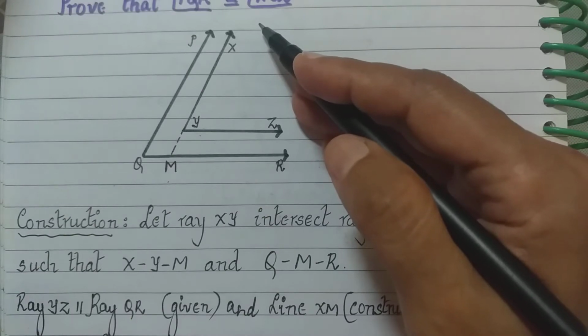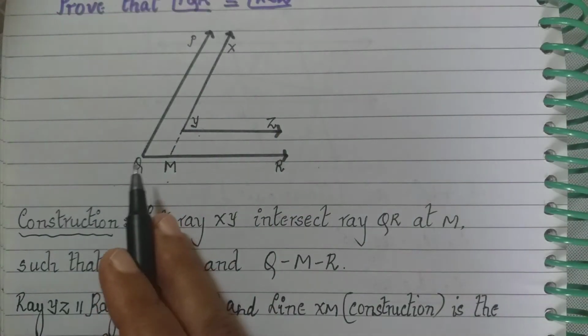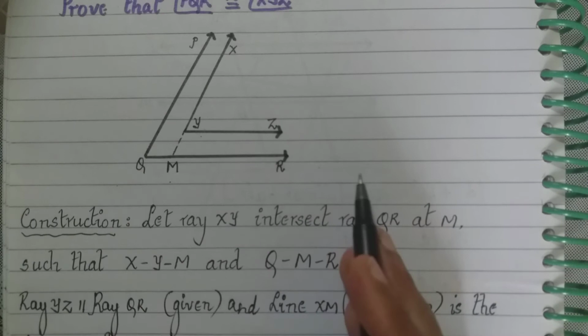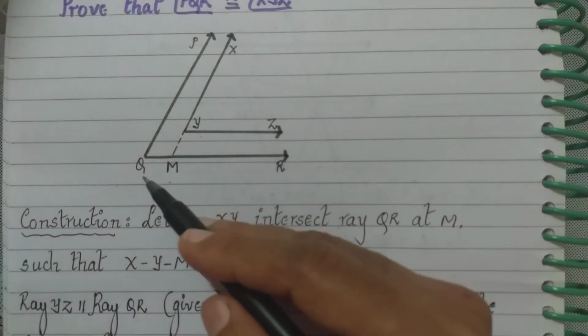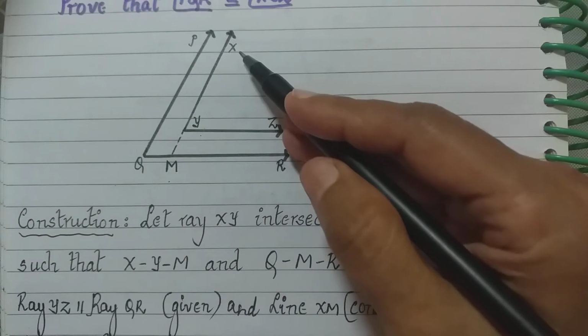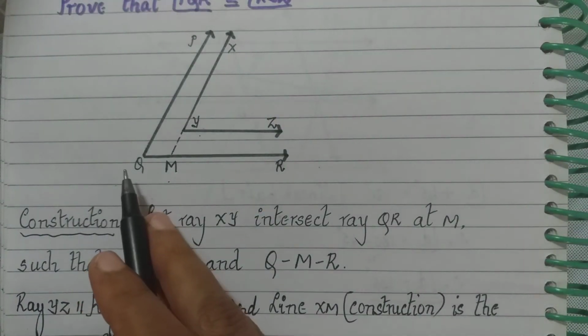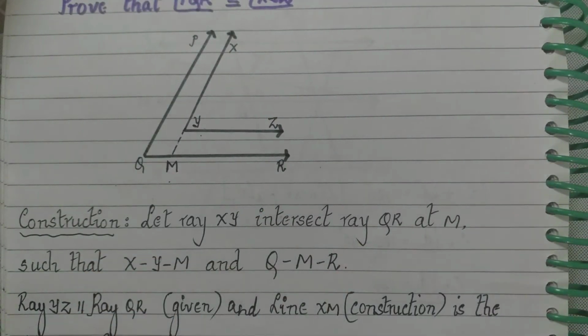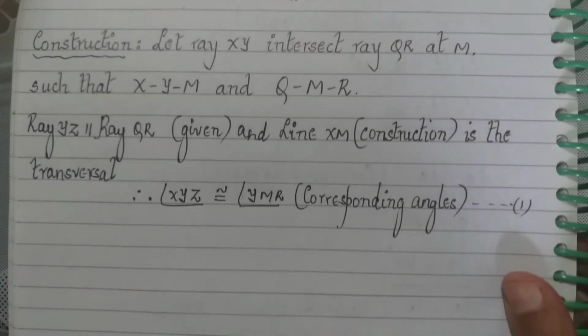Then which will be the transversal? It should cut both these lines, that is ray QR. So, we can say ray QP parallel to ray MX given, and ray QR is the transversal.